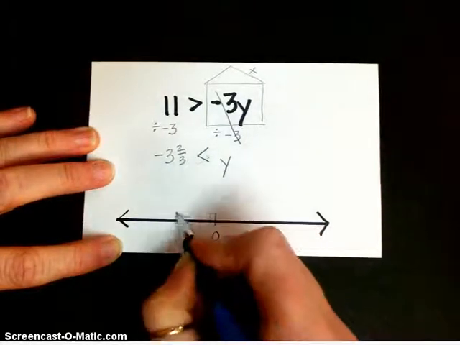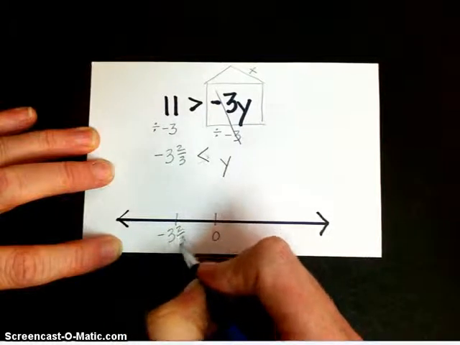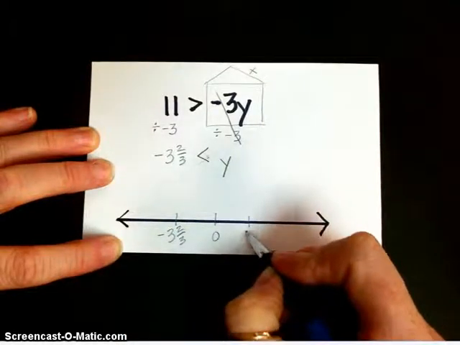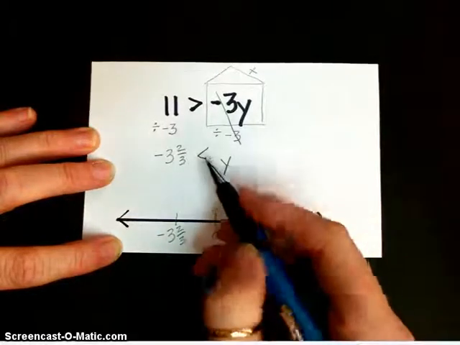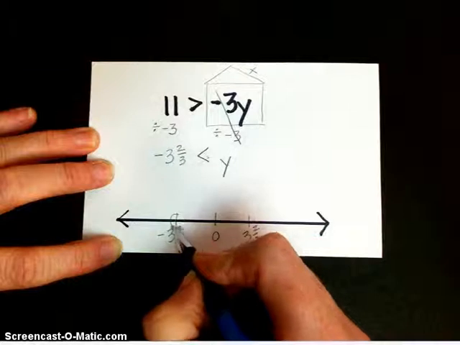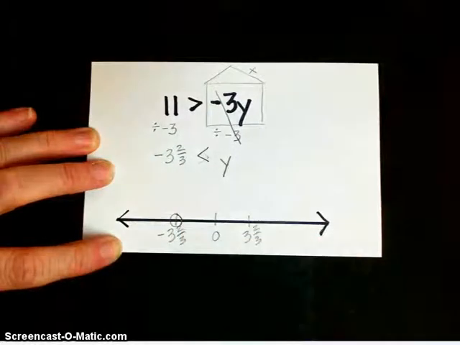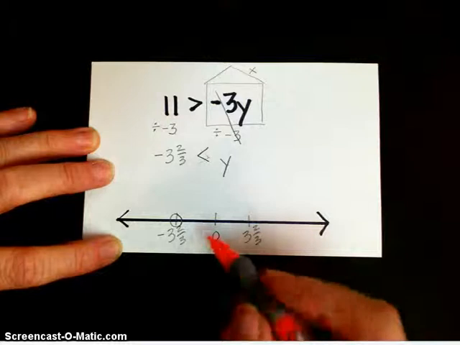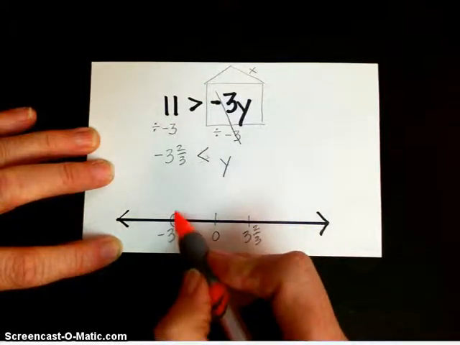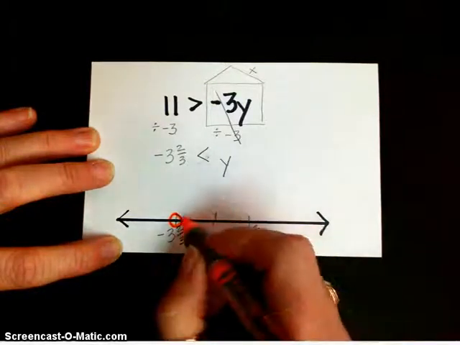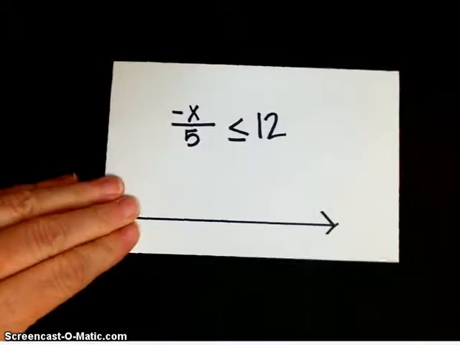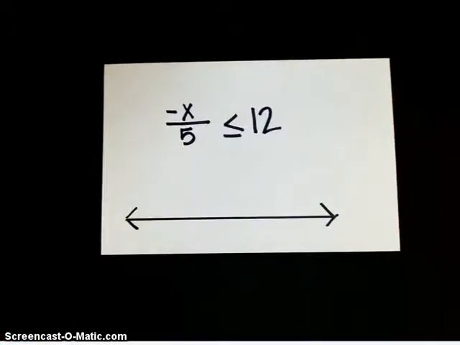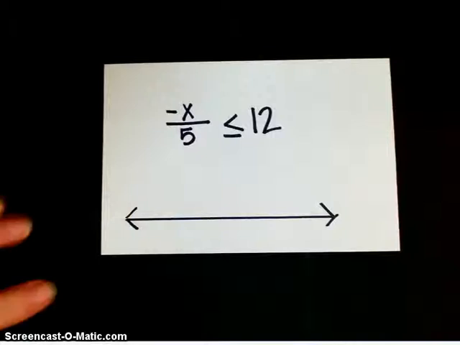So here's 0, here is -3 2/3, and here is +3 2/3. Well, if y has to be bigger than -3 2/3, here is my number in play. Everything is going to have to go to the right, because every number bigger than -3 2/3 is closer to 0 and goes to the right. The last problem we're going to do is this. Negative x divided by 5 is less than or equal to 12.